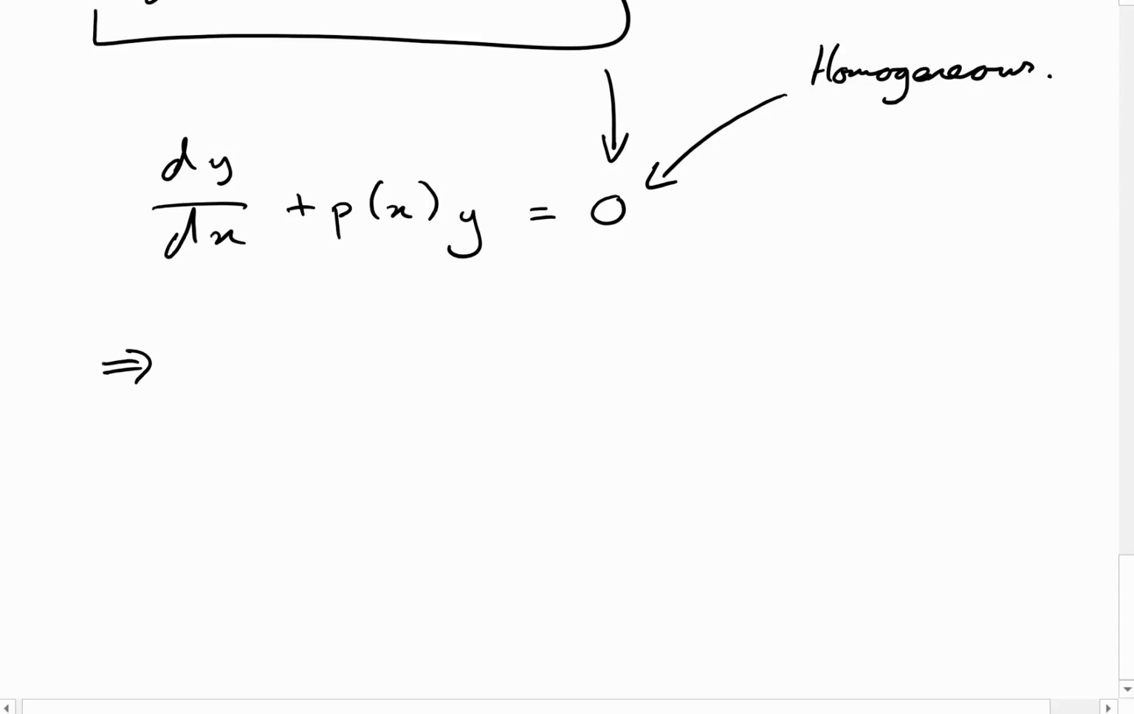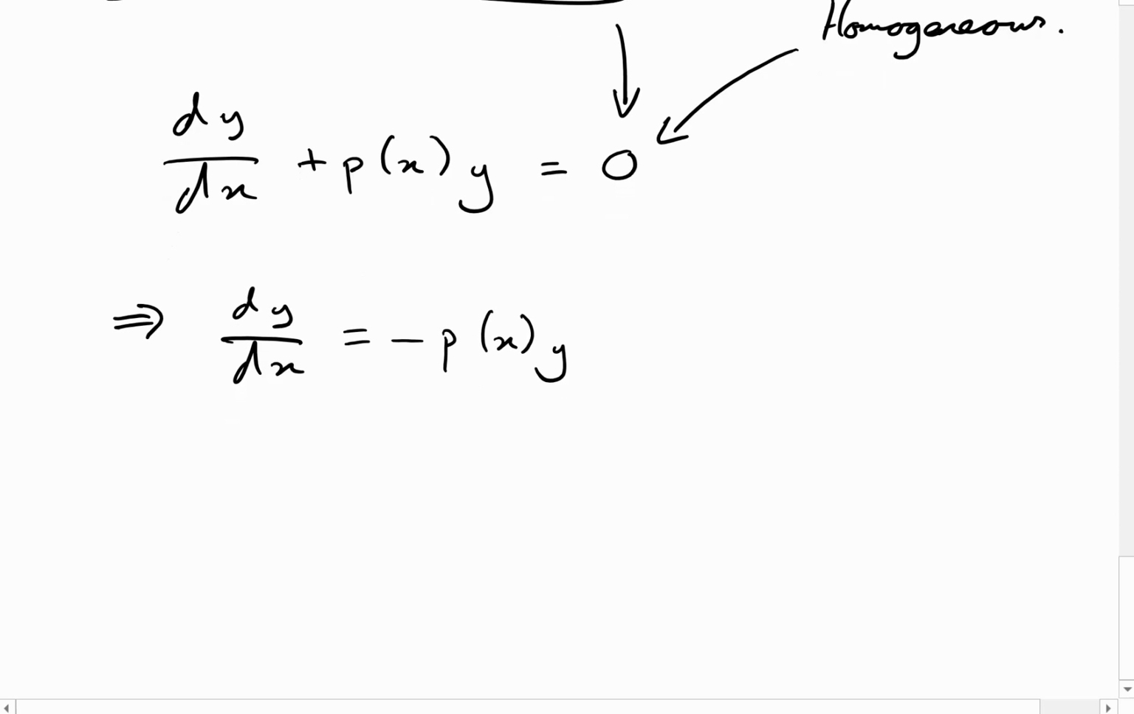What I'm going to do is very much like separation of variables, except it's not strictly separation of variables because I've got a variable coefficient here, but we can stick with that. So I'll end up with dy by dx equal to, I'll take this term onto the right-hand side, minus p of x times y, and then I get everything involving y on one side and everything involving x on the right-hand side.